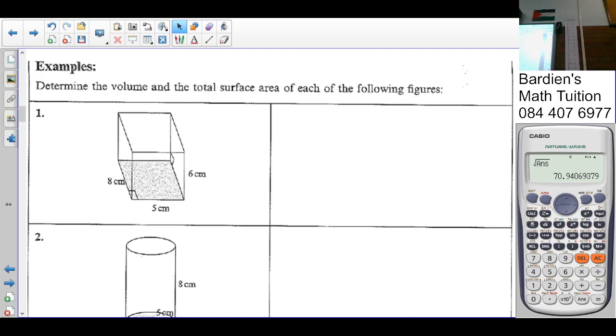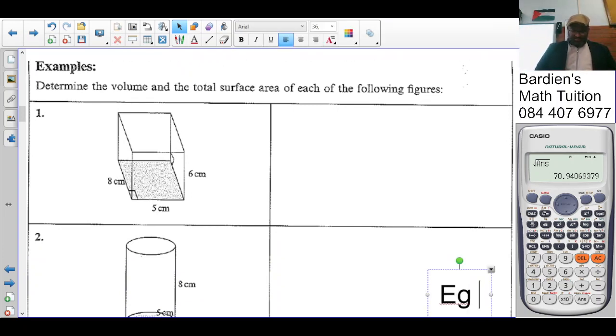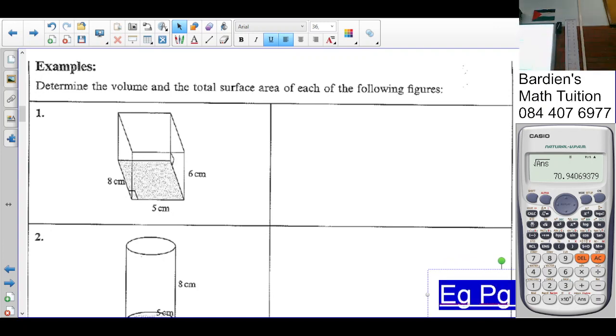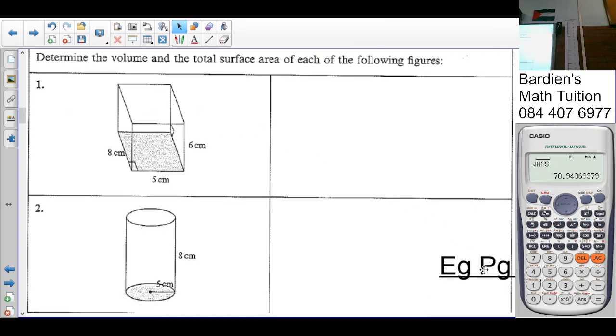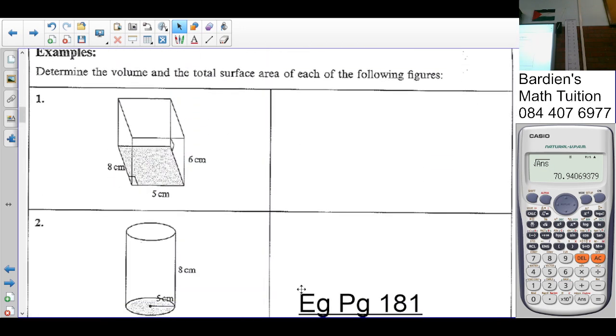So now we're on page 181. Determine the volume and the total surface area of each of the following figures. So I'm just going to do these, and I'm going to give you homework on these. You see, how many examples do I have? Yeah, 3. I'll do all 3. I'll give you some homework on it.